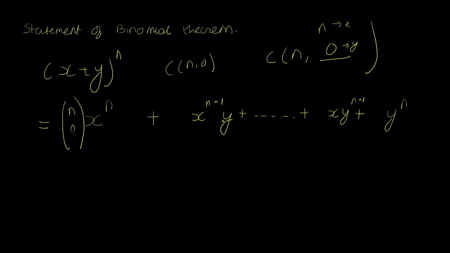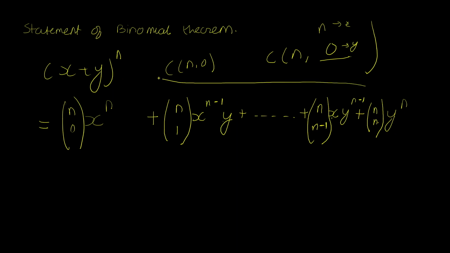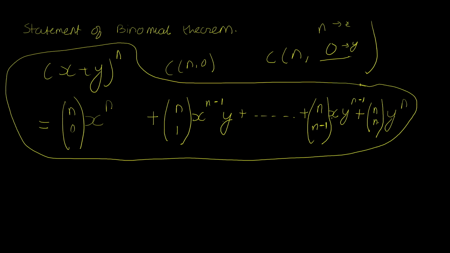Now for the second term, I need to choose exactly 1 y and the remaining will automatically be x's. So this will just be n choose 1. And eventually I'll reach this term where I need exactly n minus 1 y's. Out of n, I need n minus 1 of them to be y's. And the coefficient for the final term, y power n, as you would have guessed, is just going to be n choose n. From all the terms x plus y in this expression, choose y in all n of them. So this statement is called the binomial theorem. And there is also a condensed way to write this in terms of summations.